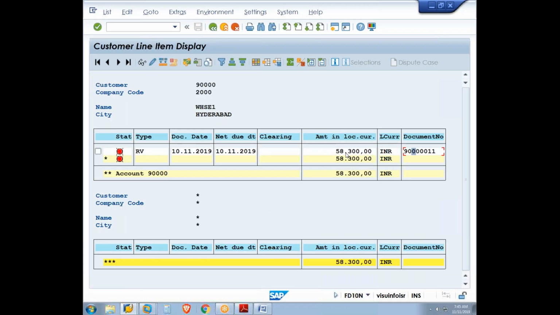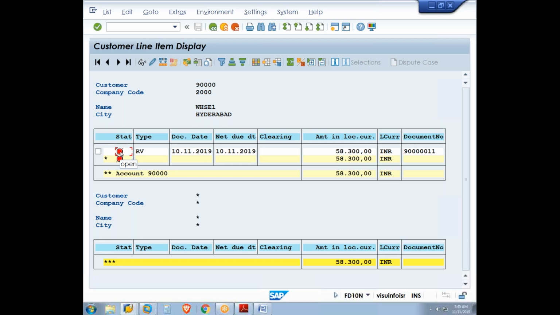And here you can see the amount is 58,300. Net amount due is on 10/11. Okay, you have got a payment term, you have to make the payment immediately. So that's the reason it is showing the amount is due already, and the status is saying it is basically open. Open means red mark.